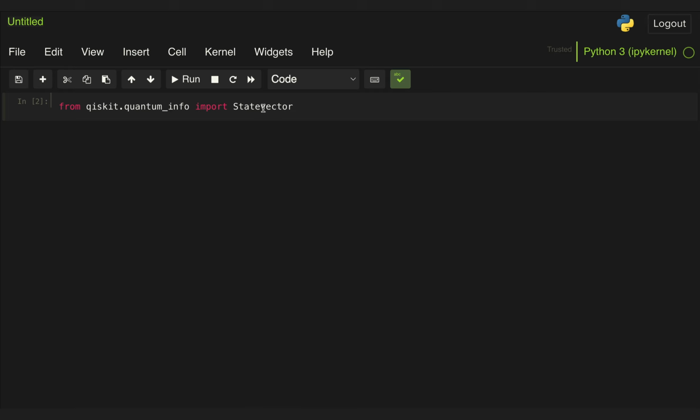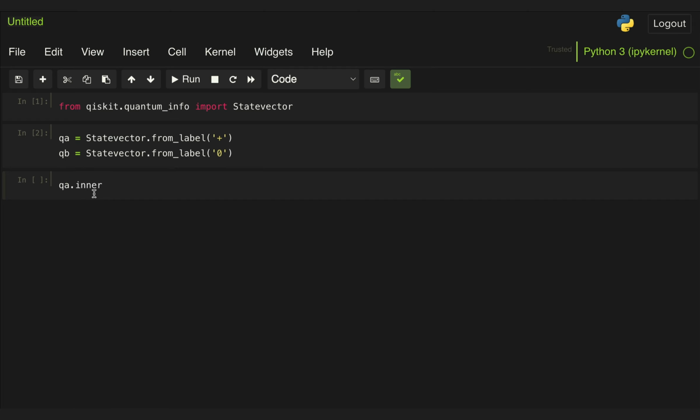So here we're only going to import the state vector class, and let's define two state vectors. Let's call one QA, and let's use this from label function and define it as state plus, and then QB and define that one as state 0. So we can perform the inner product between these two state vectors by taking one of the two and using this inner function and passing the other. And what this is going to perform is the inner product between the bra of the original vector and the ket of the one we're passing. And if we do that, it should give us a number that corresponds to that inner product.